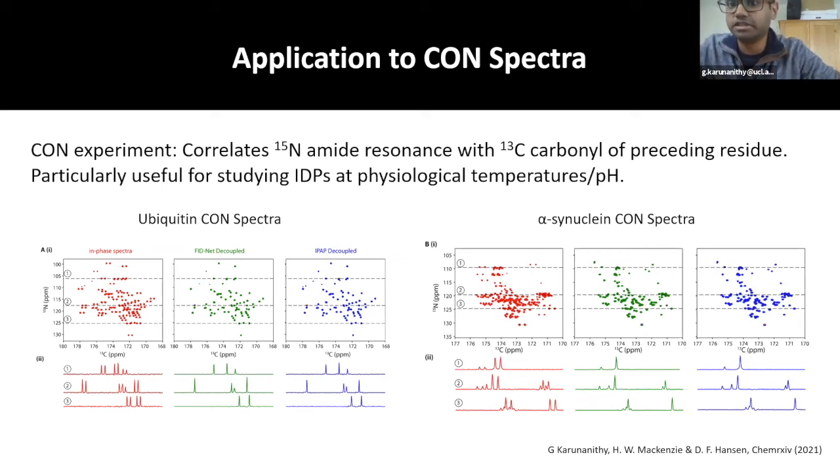and on the IDP alpha synuclein, which many NMR spectroscopists favor, we get similarly nice results, even where we have significant overlap between peaks. And it's really just a case of popping it in and getting out a nice decoupled spectrum.